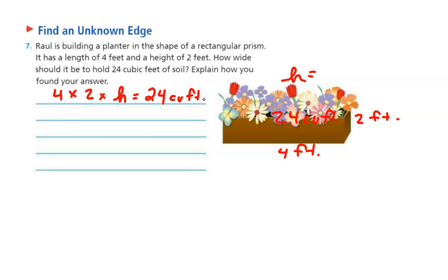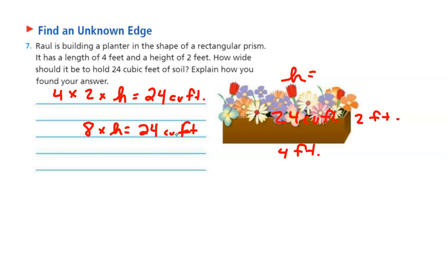Well, the way you solve this first, you're going to solve off to the side. So what's 4 times 2? That's 8. So I now know that 8 times my height will equal 24 cubic feet. Oops, cubic feet. So I have a couple options. First of all, this is a pretty easy multiplication problem. My guess is you already know what the answer could be for the height. And that is that 8 times what equals 24.